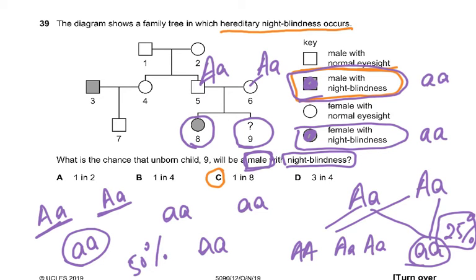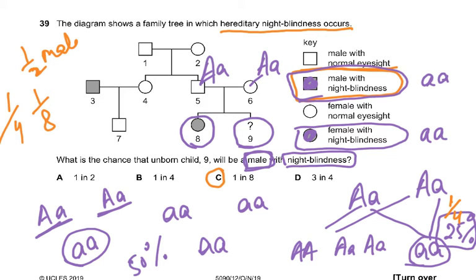Or you can say it in another way. There's a 1 over 4 chance of having a child with night blindness. So 25% is 1 over 4. And then there is a 50% chance, one half, of having a male child. So 1 over 4 times 1 over 2 is 1 over 8.